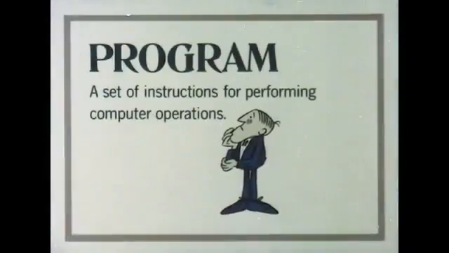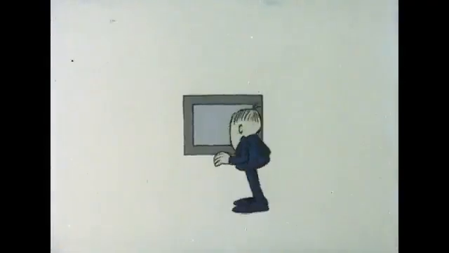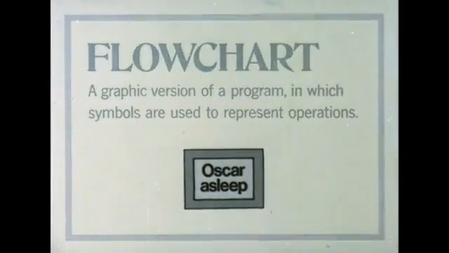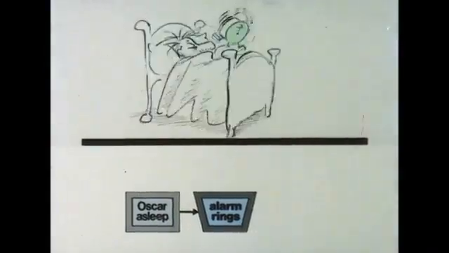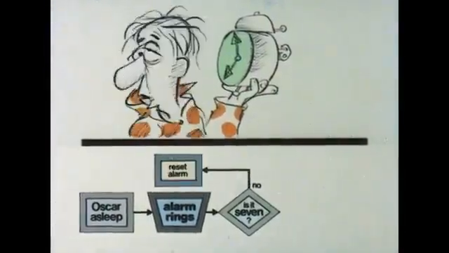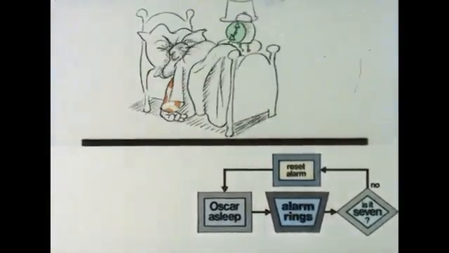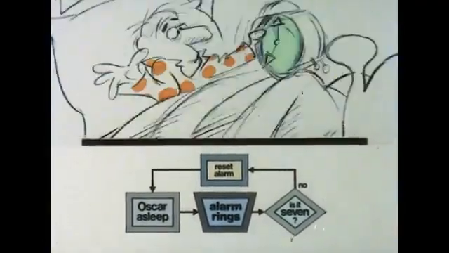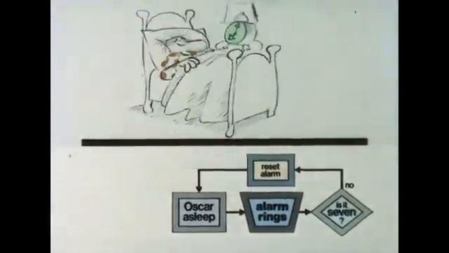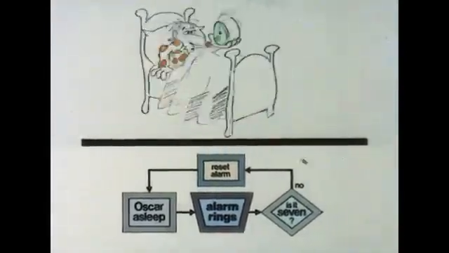When designing a program, a set of instructions for performing computer operations, a programmer usually makes a flowchart. A graphic version of a program in which symbols are used to represent operations. The flowchart form shows the essence of the computer's operation. That is, its ability to compare two values, then take the next step based on the result of the comparison, repeating that operation over and over until the desired condition is met.